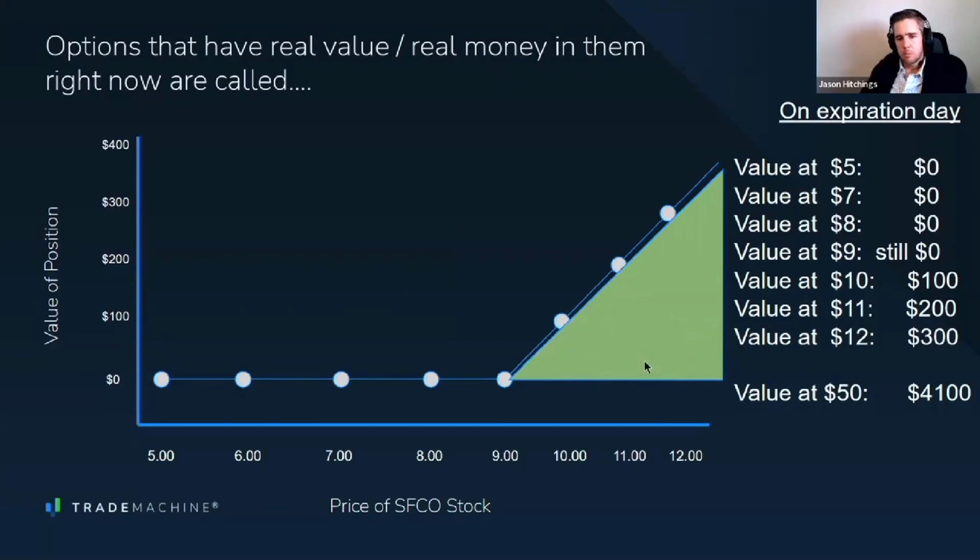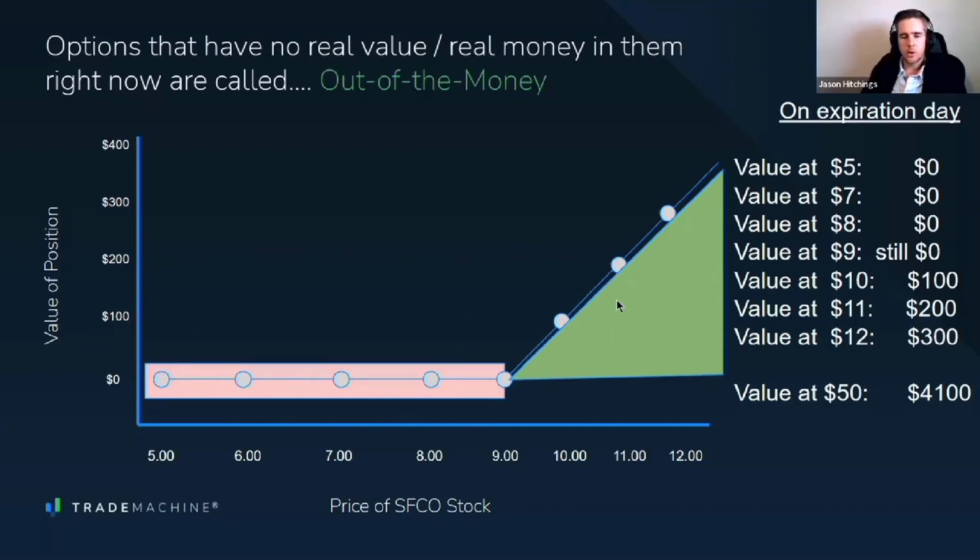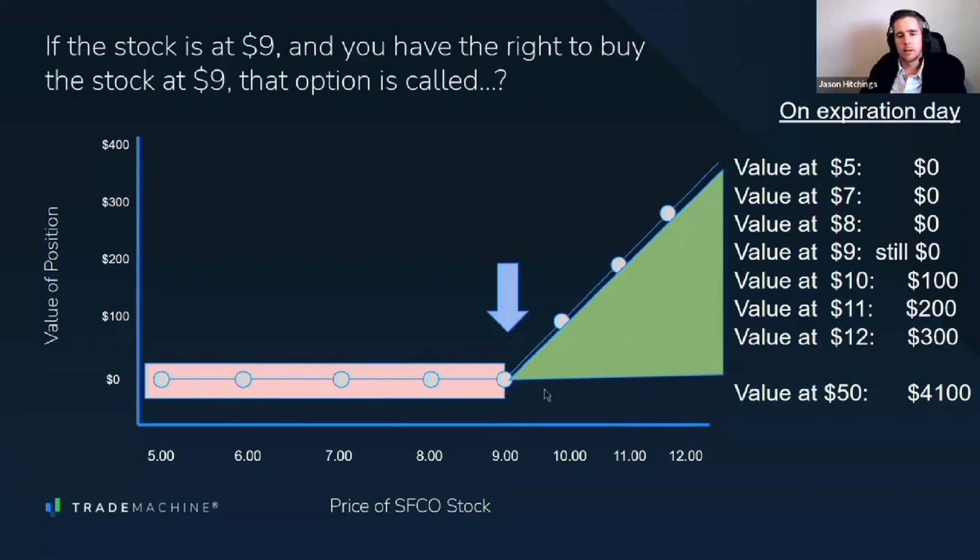So if you own an option that has real value right now, there's an expression for that in the options world. When it has real money right now, they call it in the money. There's another expression for options that don't have value right now, that you can't use to buy the stock at a cheaper price right now. Those are called out of the money. And then there's one more special term: basically the option or two options that are closest to the current stock price if the stock was at 9. Those are called at the money options.